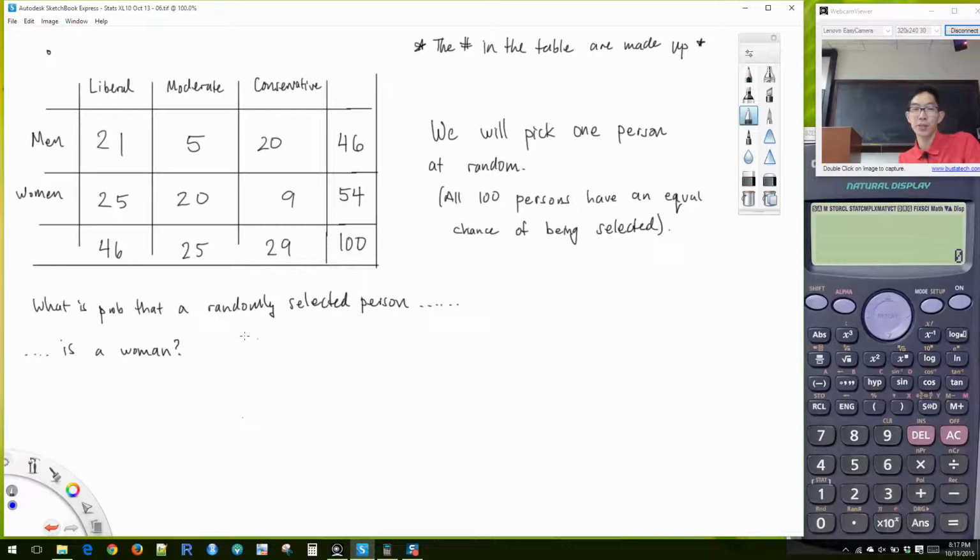Okay, what is our answer? Yeah, 0.54, right? We do this by 54 out of the 100 people is 0.54. So don't say the probability is 54. It's 0.54, okay? Because probabilities always have to be between 0 and 1, right?